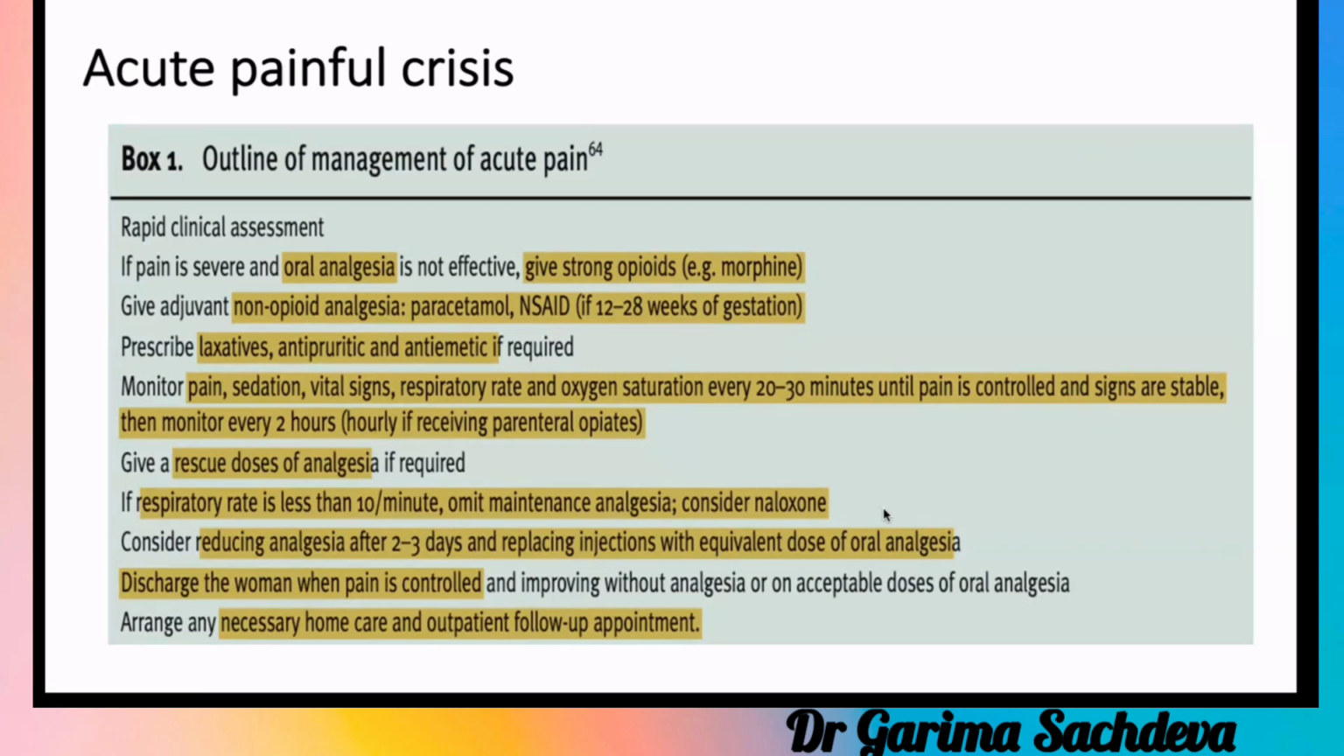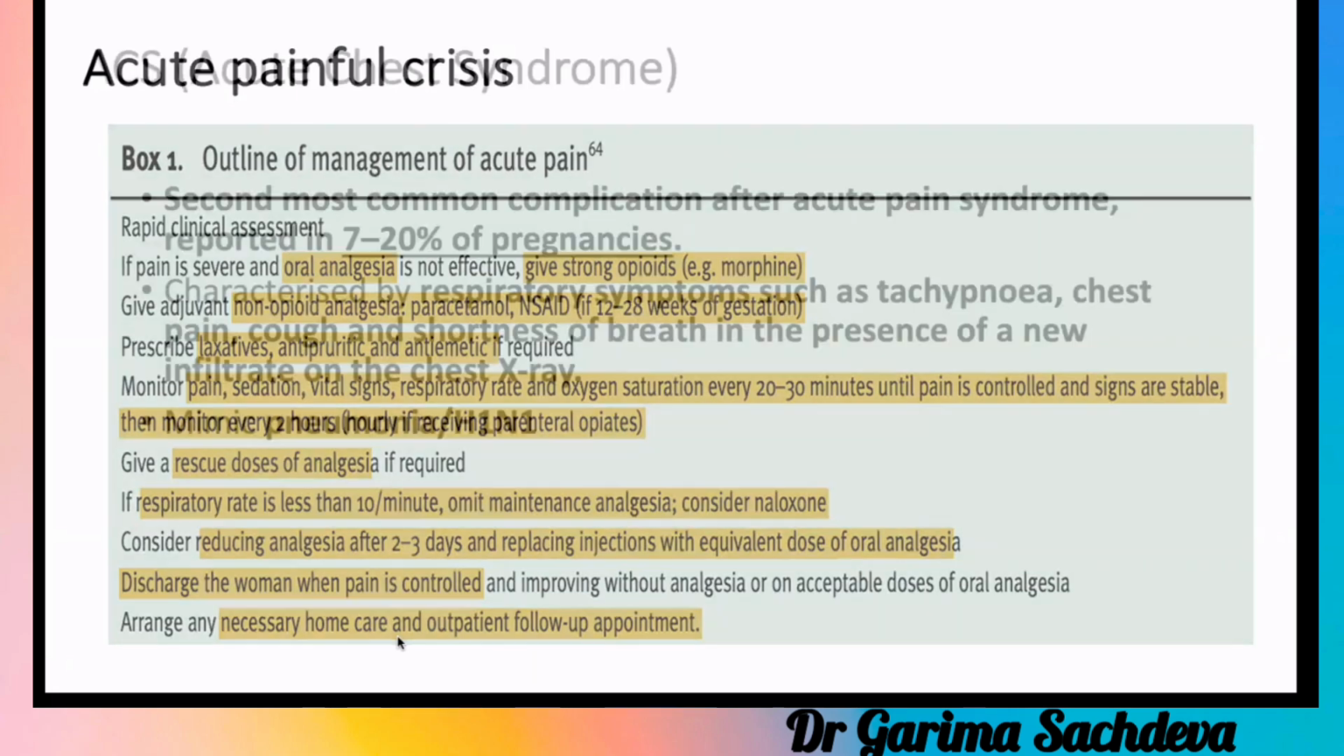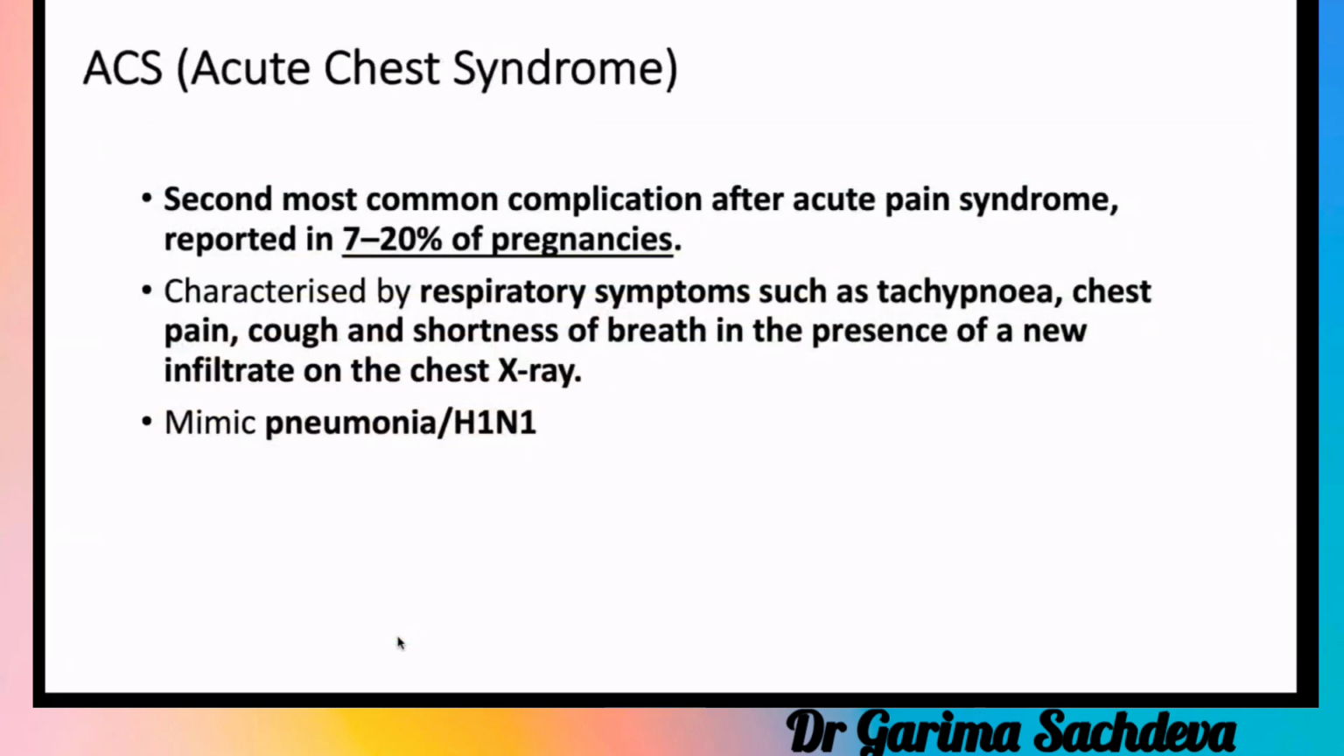Then you consider reducing analgesia after 2 to 3 days and replacing injections with equivalent doses of oral analgesia, and discharge the patient once the pain is controlled, and arrange any necessary home care and outpatient follow up if required. Okay, understood? This is clear so far?